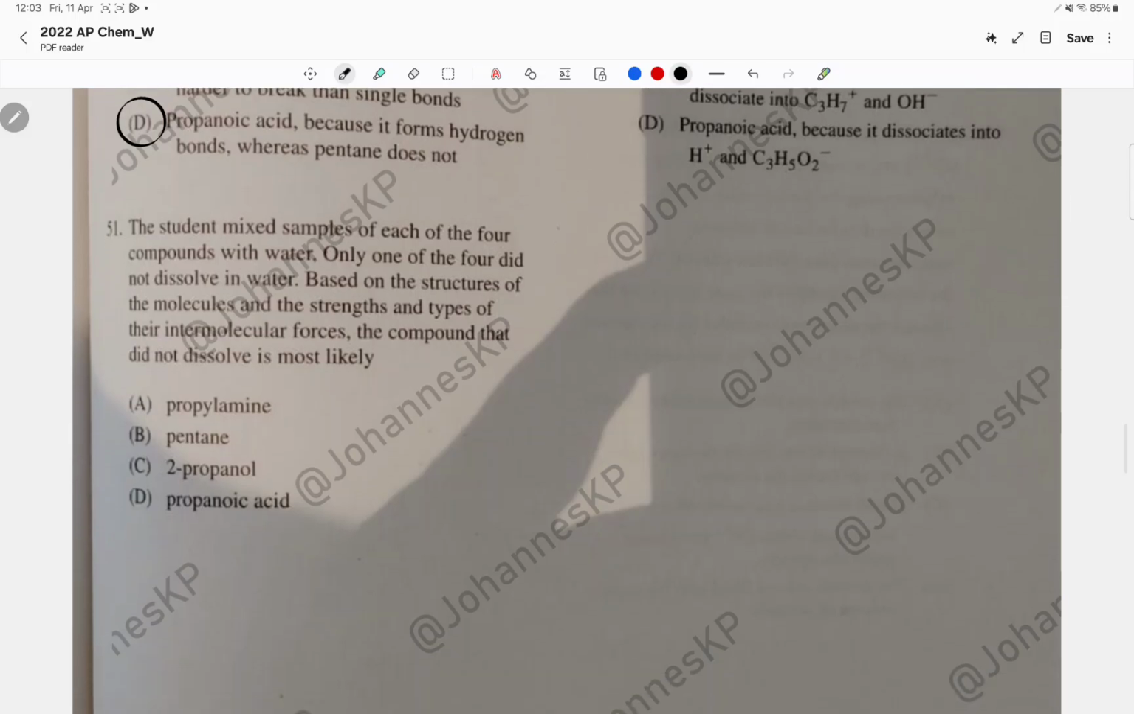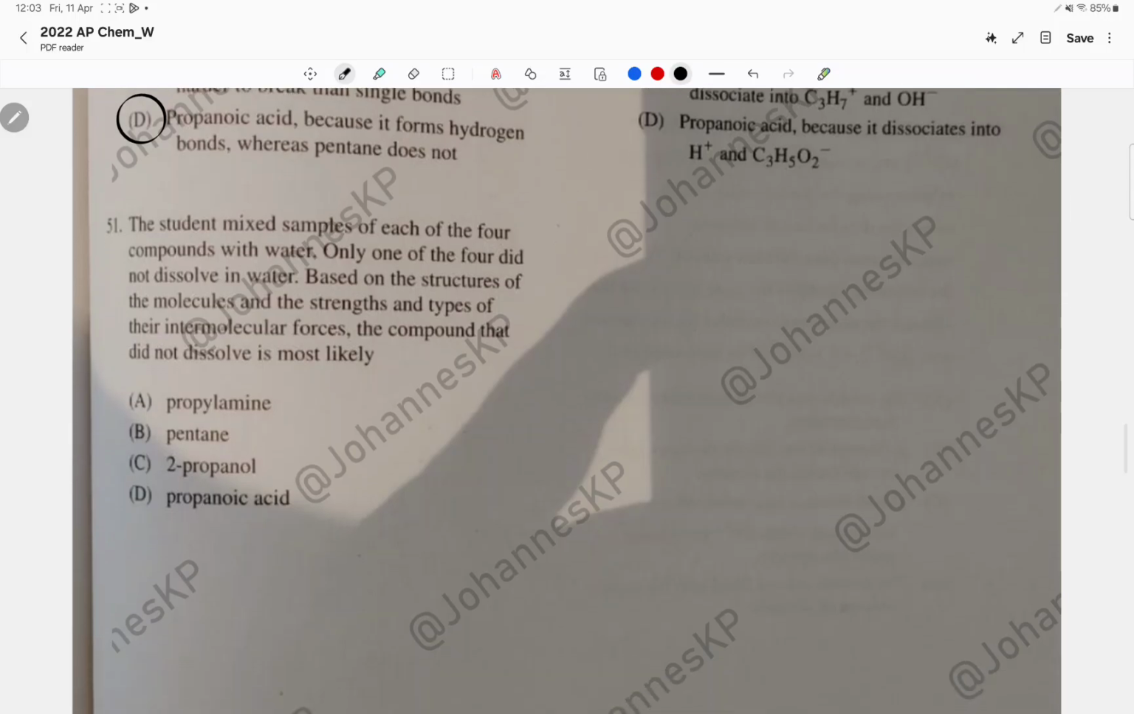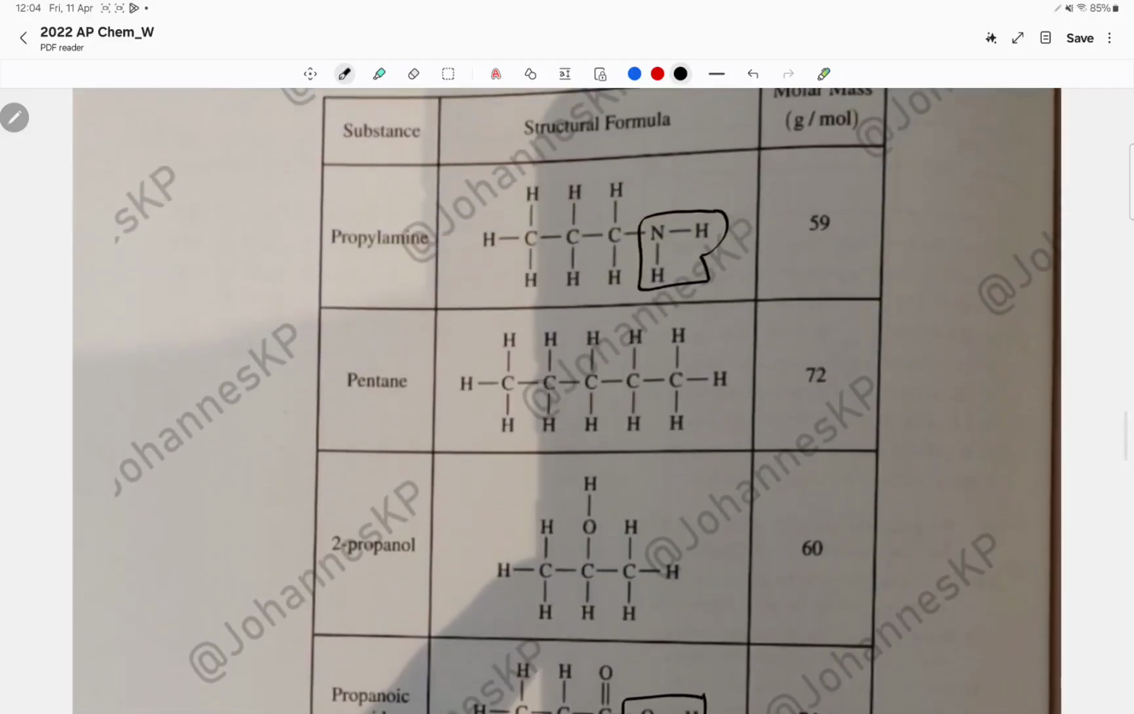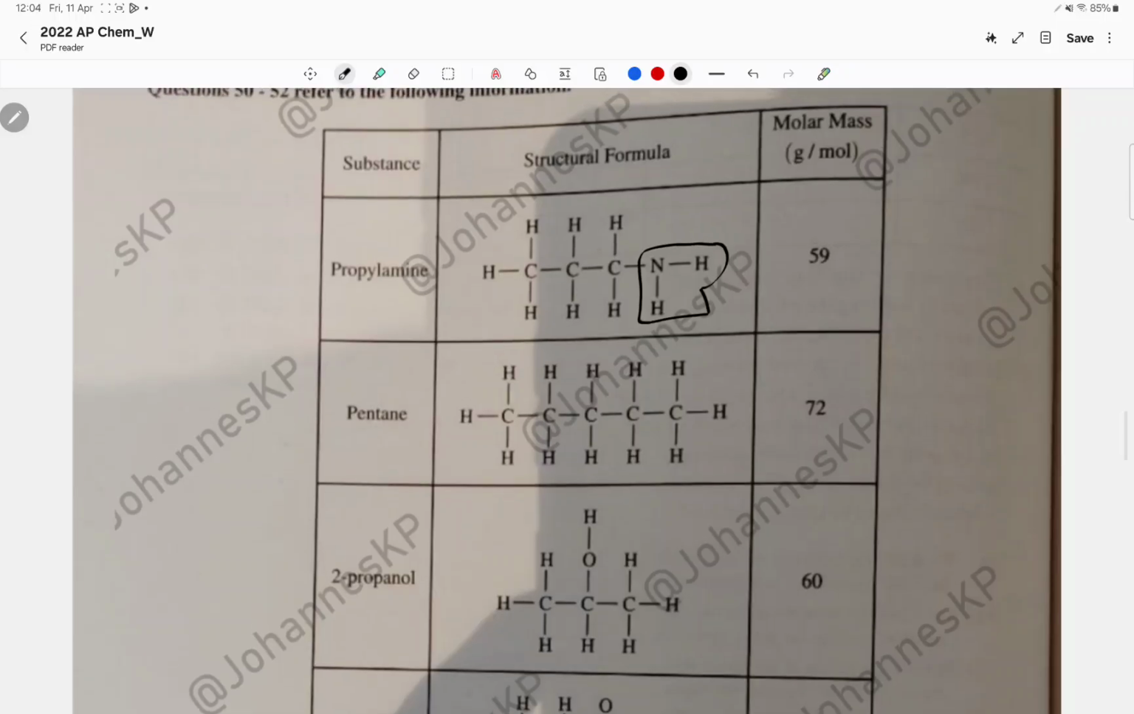The student mixed samples of each of the 4 compounds with water. Only one of the 4 did not dissolve in the water. Based on the structures of the molecules and the strength and the types of their intermolecular forces, the compound that did not dissolve is most likely. So the one that is not going to dissolve in the water is the most nonpolar one. Which one here is the most nonpolar? Only it has LDFs. Yeah. So it's not going to dissolve in water.